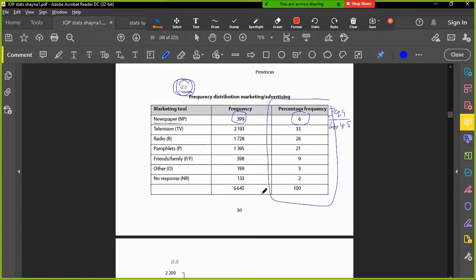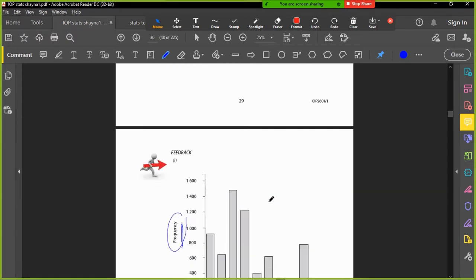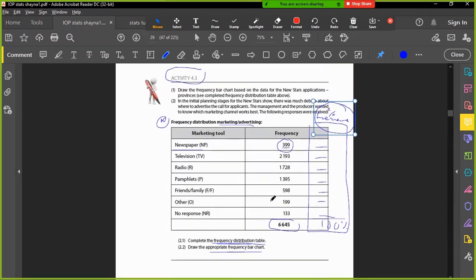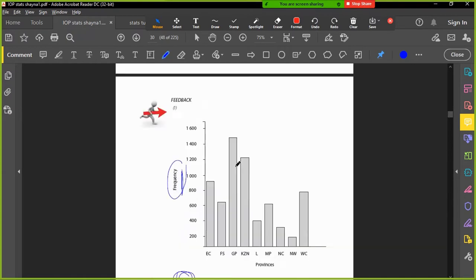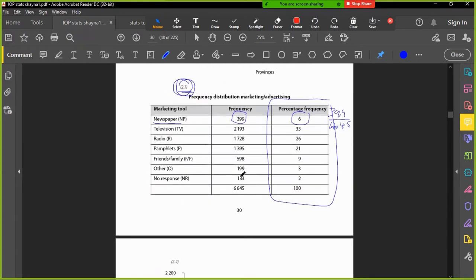Where did they get 399? It's just the amount of times it occurred. Yes, that's from the question. They've given it. So I would be able to do that table. I would just have to do that last column, which is what we were working out earlier. That last column gives you a percentage of each of those marketing tools. Okay, great. Would you be able to take this and draw up a bar chart?